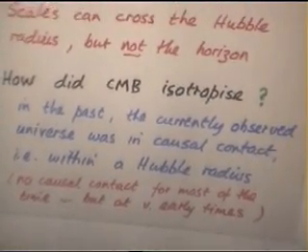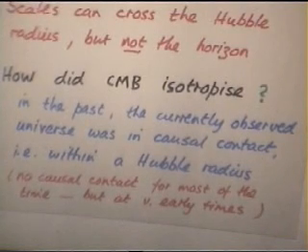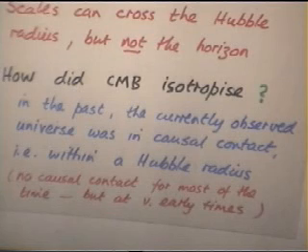How did the CMB isotropize? How was it that that end of the sky and the exact opposite end of the sky happened to be at more or less the same temperature, when all our standard calculations based on the standard model of radiation and matter tell us that that region and that region can never have communicated with each other?